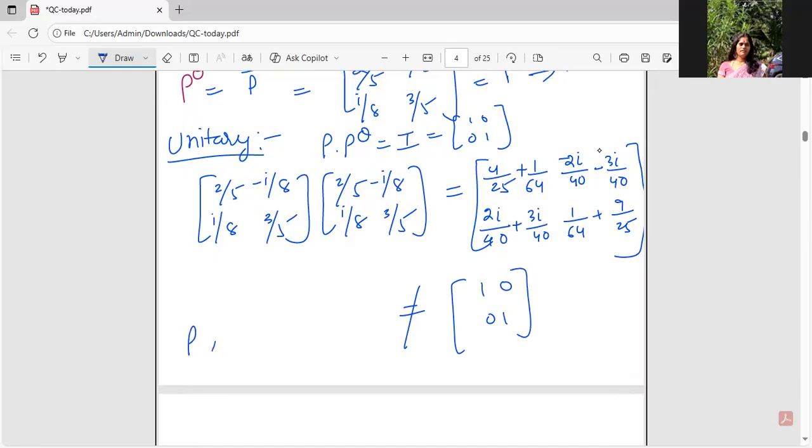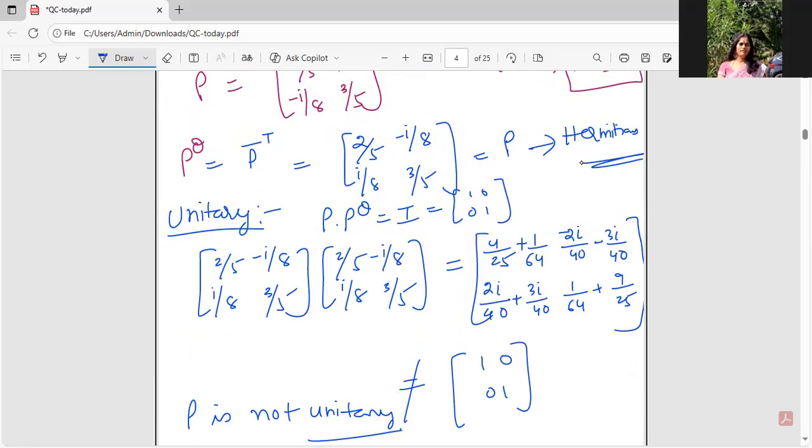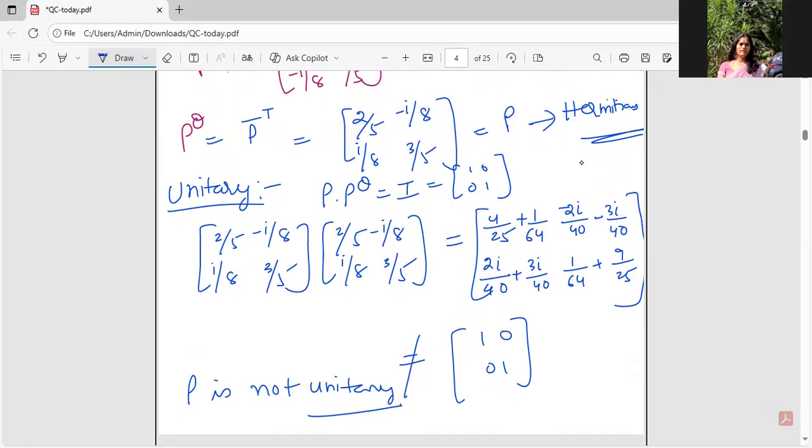Hence, rho is not unitary. It is Hermitian, but it is not unitary. That's what I will write. Okay, that's how I will check for the matrix becoming Hermitian or unitary. Okay, there's one more question which I will do.